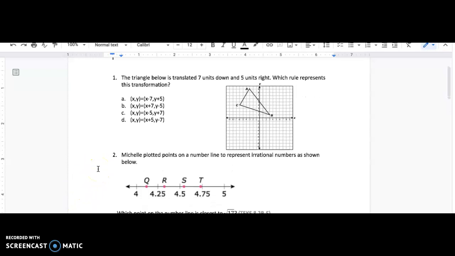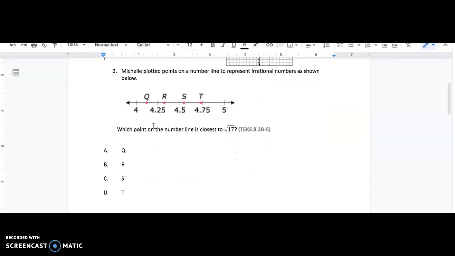But here we go. This one says the triangle below is translated 7 units down and then 5 units to the right. Now, remember, anytime it's going up or down, that's a Y movement. And anytime it's moving left or right, that is an X movement. So 7 units down is Y minus 7. 5 units to the right is X plus 5. So the answer to this first one should have been D. X plus 5, Y minus 7.